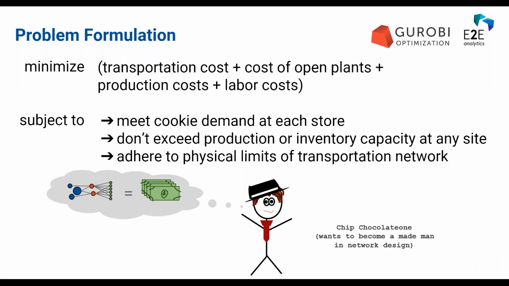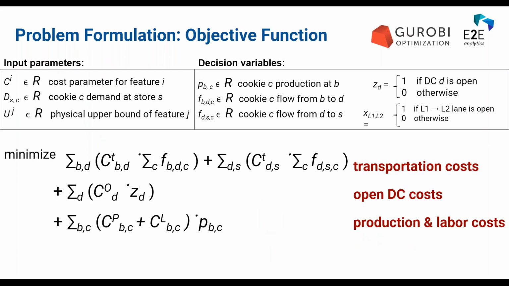And we're going to put this all together into an optimization problem. So this is the problem formulation in words. We're going to minimize the sum of the costs. For simplicity here, we are assuming that all of these costs are about the same magnitude and have equal importance, so we're just taking a straight sum of them. But if you have costs that are different magnitudes, or some of them are more important than others, then you might want to put a weighted sum in there. But for now, we're just taking a straight sum. So we're going to minimize all of those costs, subject to our constraints of meeting demand, not exceeding any capacity, and adhering to the physical limits of the transportation network. And hopefully we can help solve this problem to help Chip in his goals to become a true mobster.